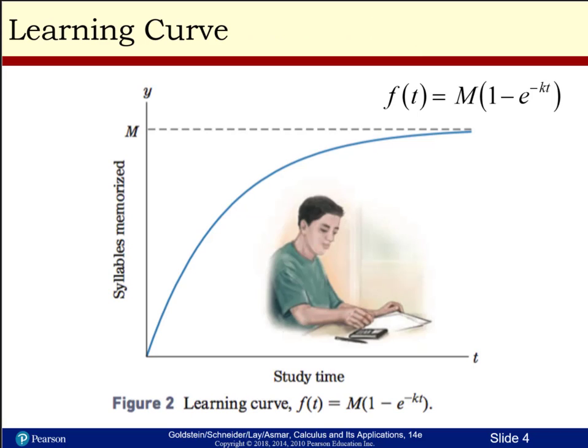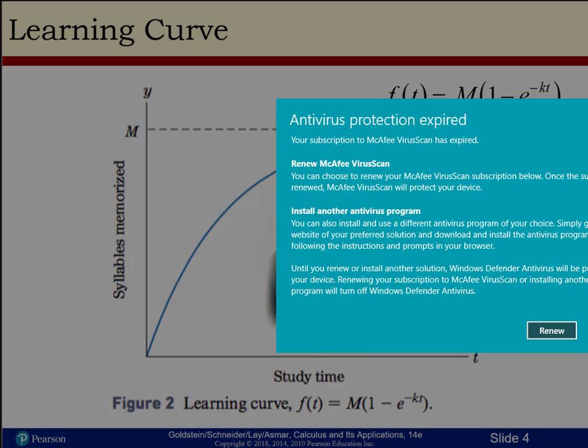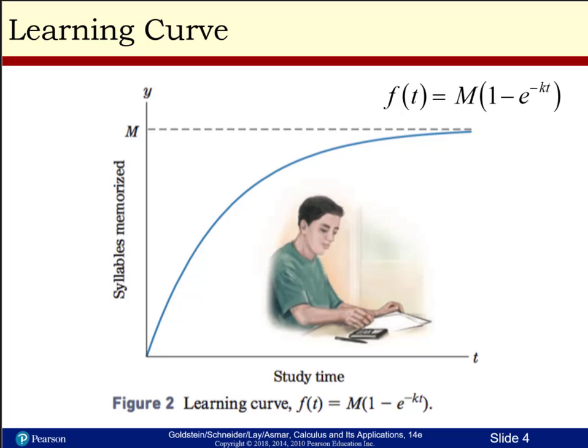Similarly, we have a learning curve that deals with study time, where M is our syllables memorized. It has a very similar function, f of t equals M times 1 minus e to the negative kt, where M is the number of syllables memorized.